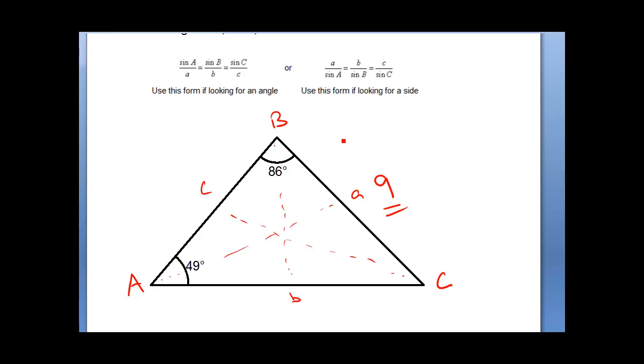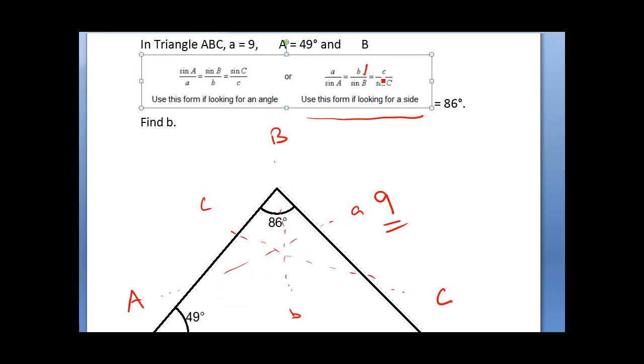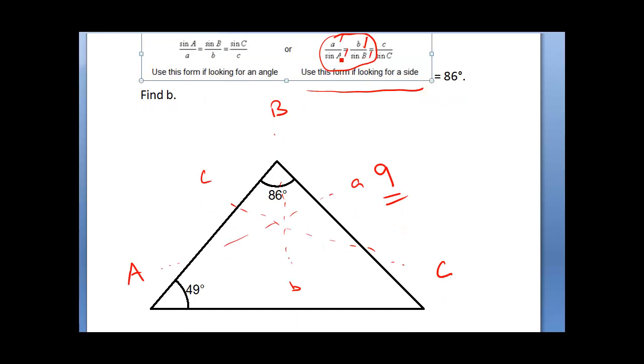And I go to my formulas. If I'm looking for the side, it's the same formula, just flipped upside down. If I'm looking for the side, which I am, I'm going to use this one. I want little b, and I've got big B, I've got little a, and I've got capital A. So the formula that I'm going to use are these two together. All right, I don't care about c and little c.